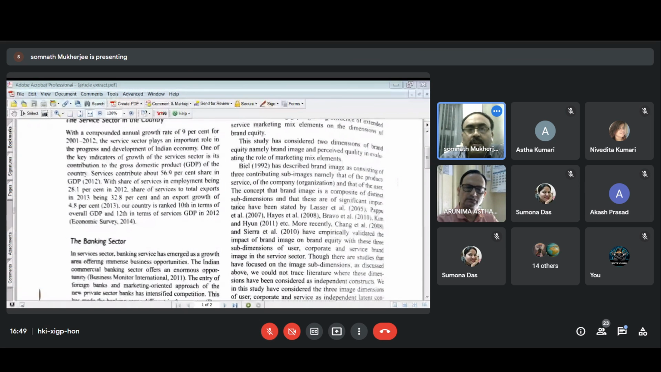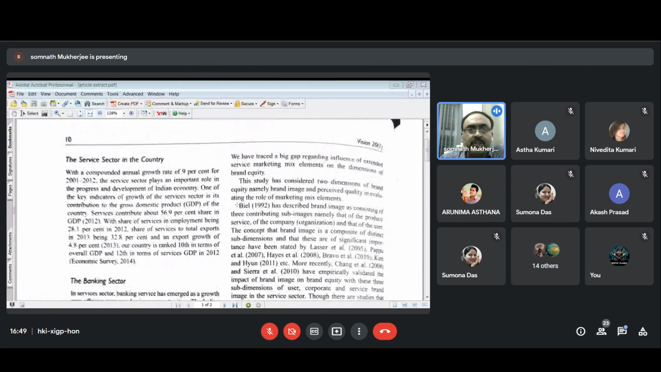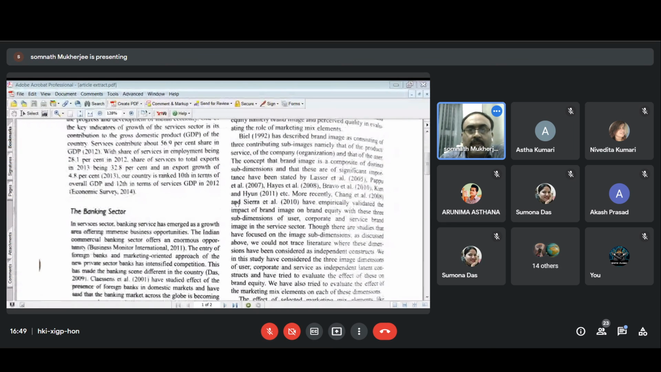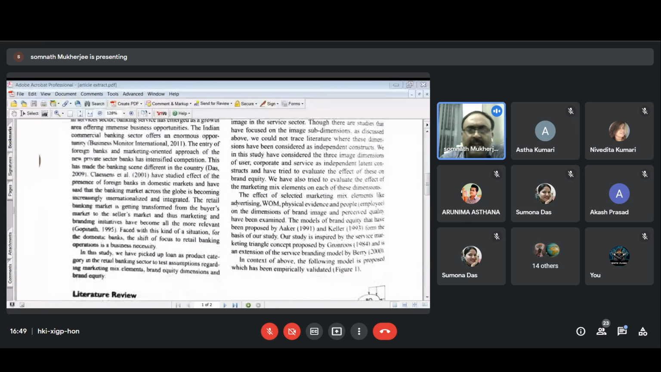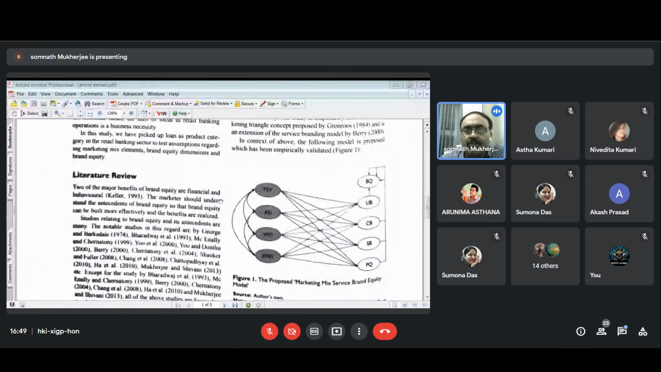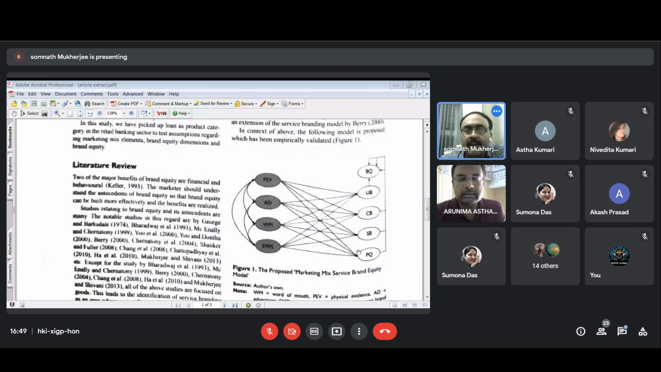This is what got published in Vision. Fine. Now, this is the general thing. I'm not going to explain all of this to you. I'll just tell you this relationship. See this relationship: just service quality, 22 items. It's not just like that.